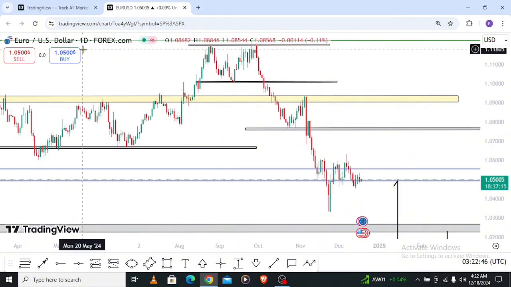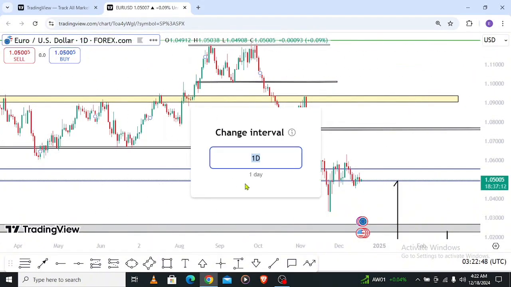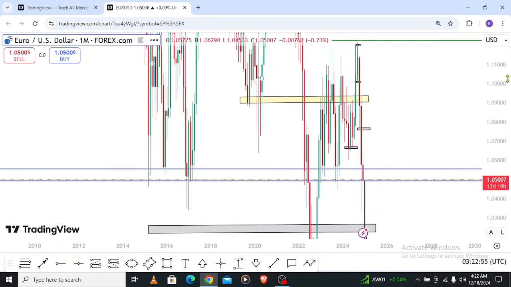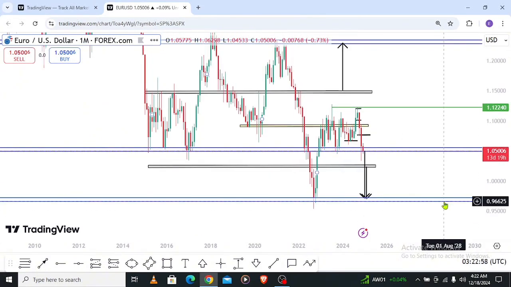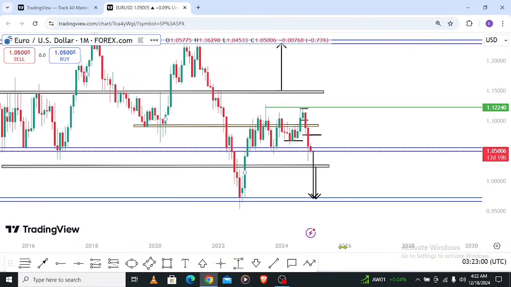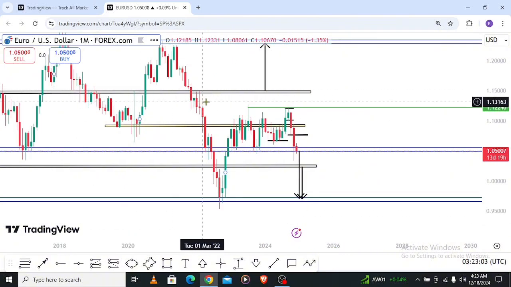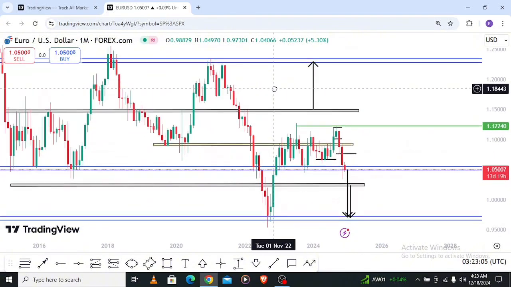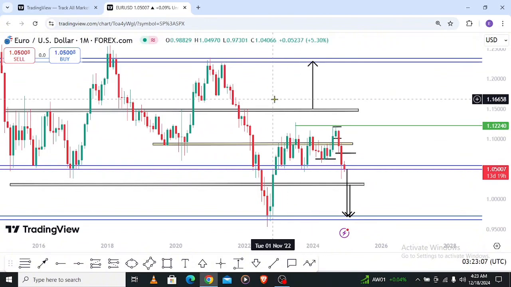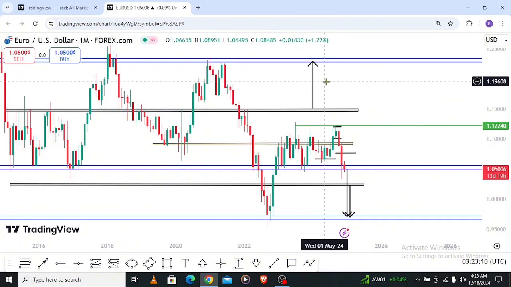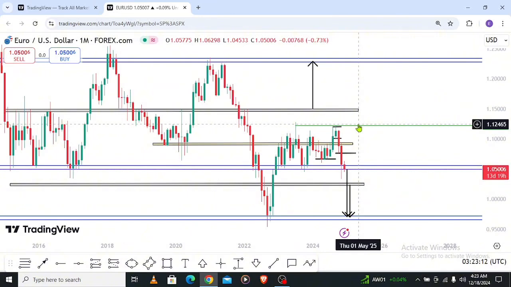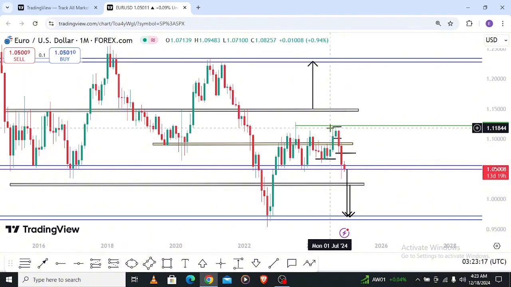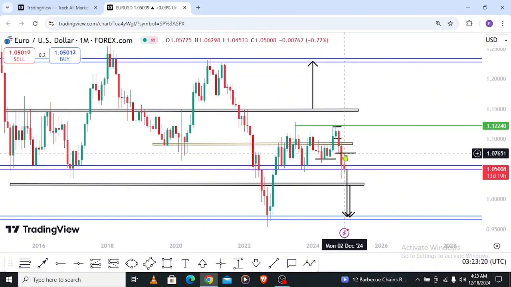So if you come on the monthly time frame, let me change the time frame. So if you come on the monthly time frame and you look at this very well, if you go over the previous video, you're going to get a better understanding. I don't want this video to be too long, so I advise you watch the previous video so that you can understand the reasons why we want to sell Euro USD.